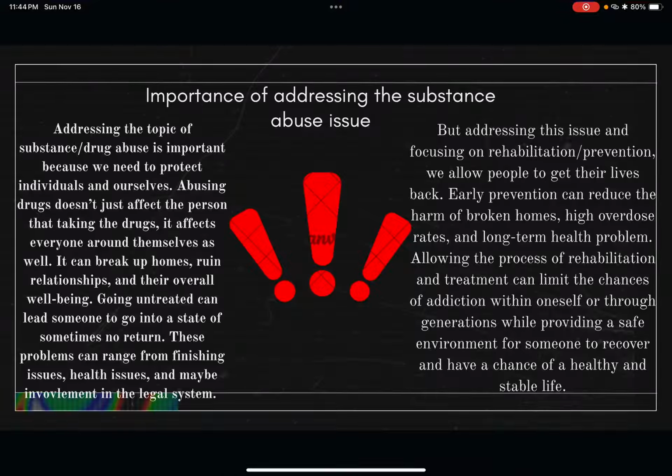But addressing this issue and allowing people to have prevention can make people feel more comfortable to open up about addiction and actually seek help.